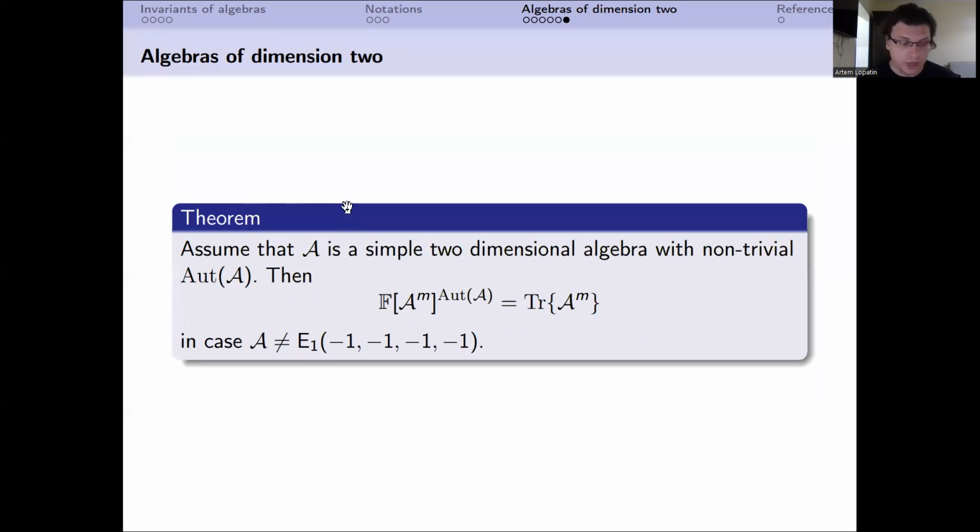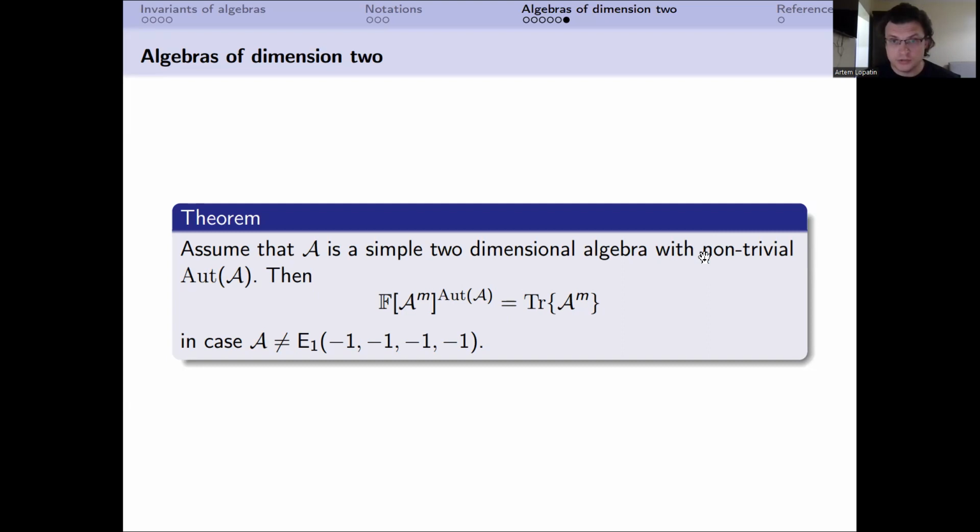Here the field F has characteristic 0. It's algebraically closed. And we consider A a simple two-dimensional algebra with a non-trivial group of automorphisms. Then we have this equality in case the algebra A is different from this one particular algebra. For this particular case, we actually don't know the answer. Do we have equality or don't we? This question is still open, but in all other cases we have equality. And so the Artin conjecture holds here.